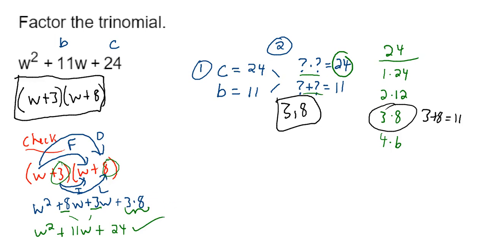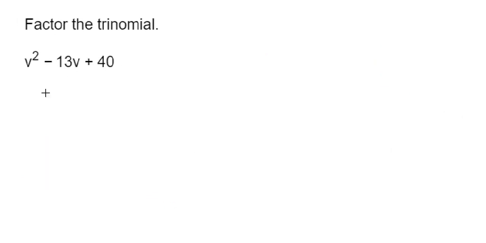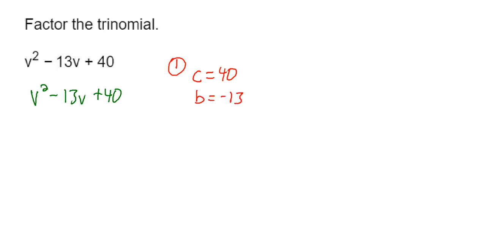Let's try another one. We have v squared minus 13v plus 40. Things get a little bit more difficult once you start throwing in negative numbers. So let's go ahead and do this the same way. Step 1, we'll identify c, which is positive 40, and b, which is negative 13. So now we're looking for two numbers that multiply to positive 40, but add to negative 13.